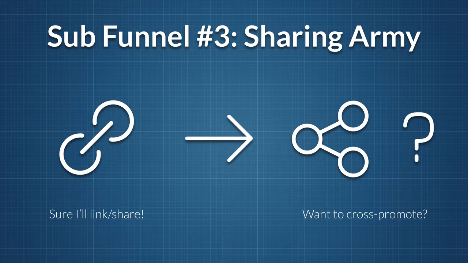Then I have my sharing army, which is really powerful. So it's subfunnel number 3. For the people that say yes to linking and sharing, I offer to promote their content in exchange for them promoting our content on a regular basis. I call that my sharing army. Usually I just automate the sharing for their content. Whenever I have a big piece of content that I'd like to give some boost, I have that list of people that said yes, I want to cross-promote with you. That's a very easy way for me to get hundreds of shares and get in front of a lot of people really quickly, especially as you build this sharing army to be hundreds of people. It's a very, very powerful way of promoting your future content.